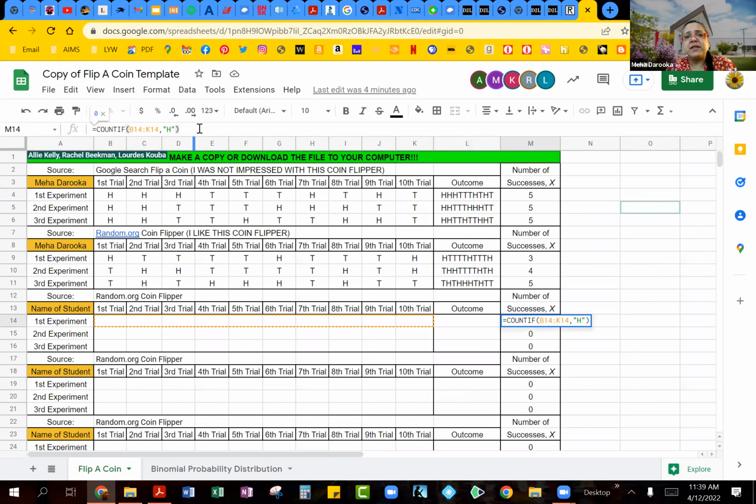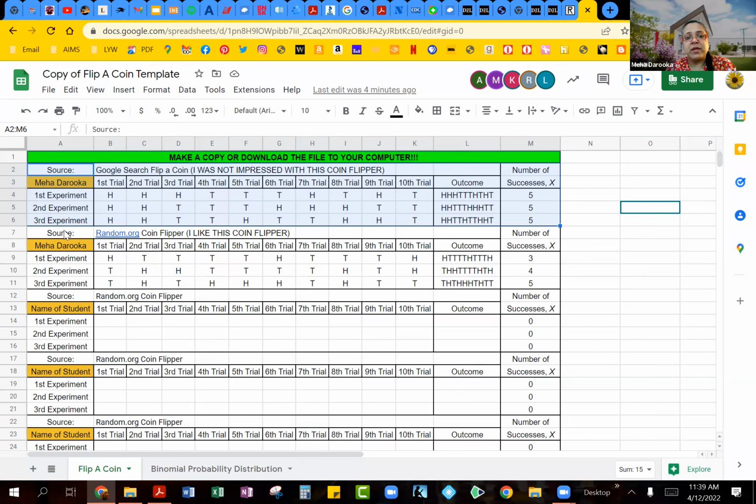So it counts every time you type in an H. So it will automatically tell you in your first experiment how many heads you had, how many in the second, and how many in the third. So you will see on my first experiment here, I used the Google coin flipper. And like I said, I didn't like it because for each of my 3 experiments, I got 5 heads and 5 tails. And we want a little variety so that we can get a good binomial distribution table.